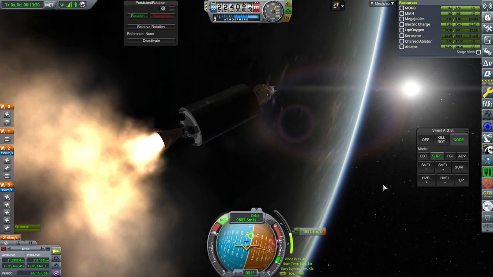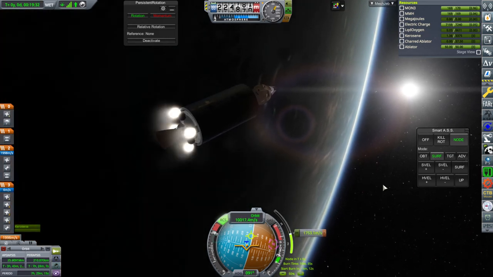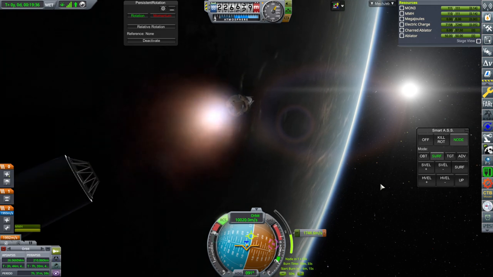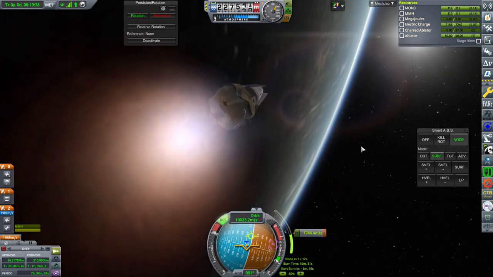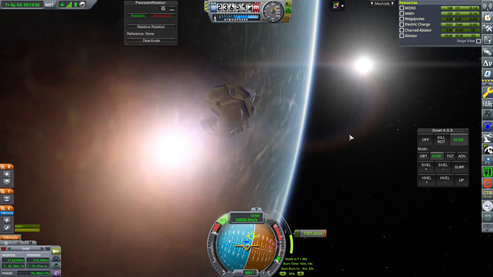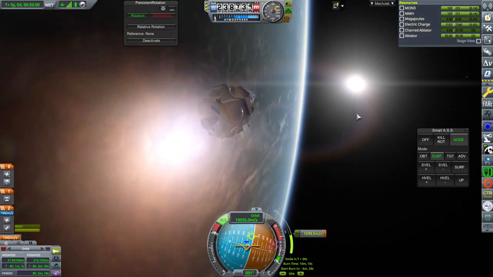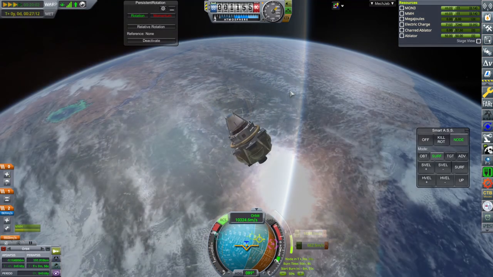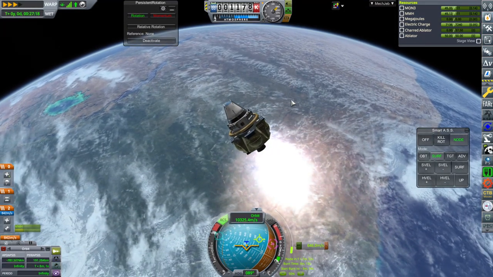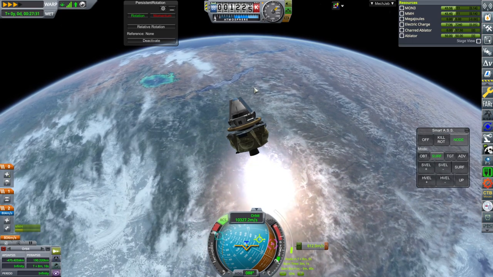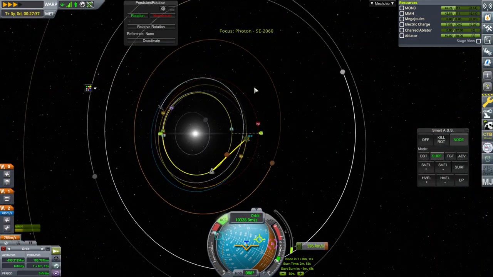Okay, and next stage. And this stage is lit. Hopefully we'll end up with a good approach to Venus after this, because we don't have a lot to correct with. Well, we're shooting straight out now. Probably not optimal, but we'll see.